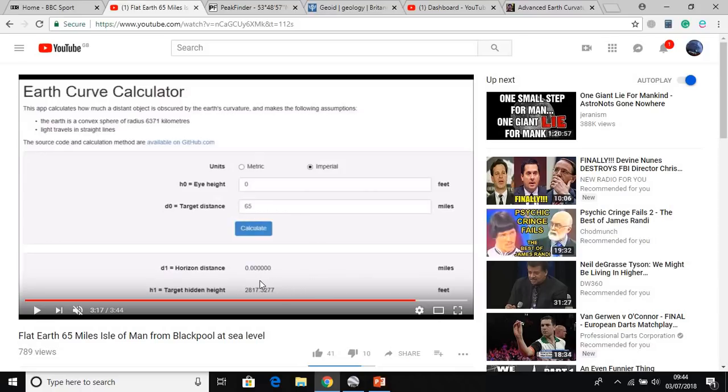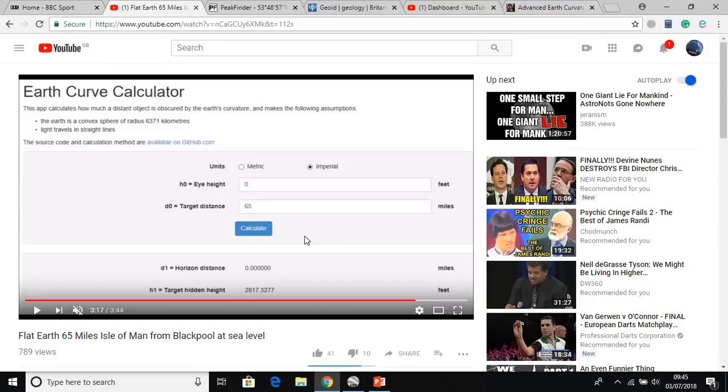And this gives a target hidden height of 2,817 feet. That's nearly 800 feet more than we should expect if we're seeing any of Snaefell at all. Now that would appear to be very bad news for the spheroid Earth. The calculator is predicting that we shouldn't see Snaefell, and we do see Snaefell.